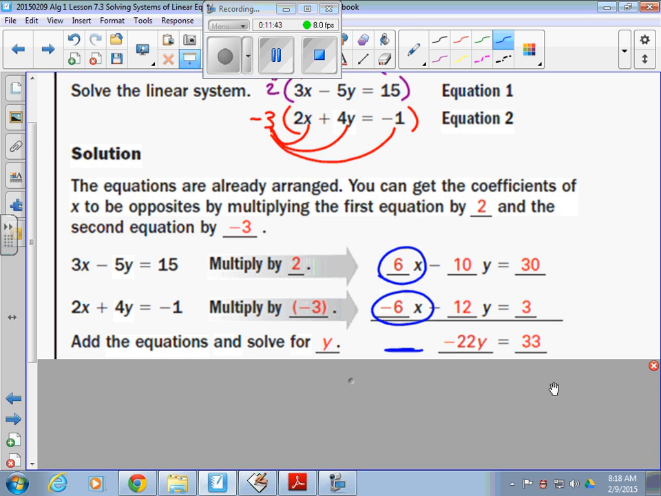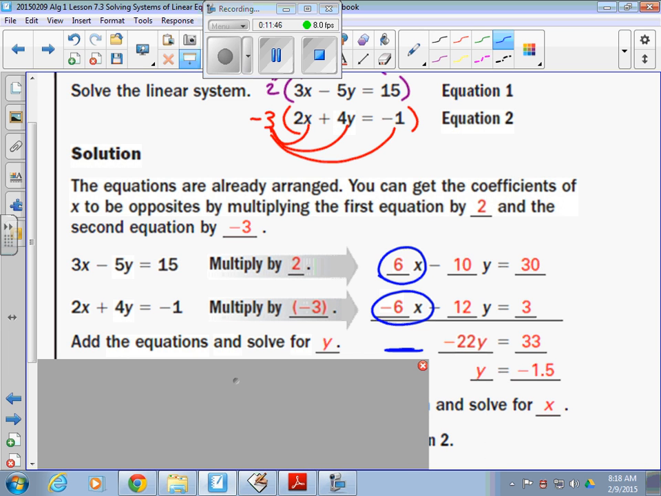Now just solve for y by dividing by negative 22 on both sides. This divided by negative 22 and this divided by negative 22. So y is negative 1.5. Without making a decimal, we would have gotten negative 3 over 2, because we would have simplified by taking 11 out of both terms, out of 33 and 22, to get negative 3 over 2, which does become negative 1.5.